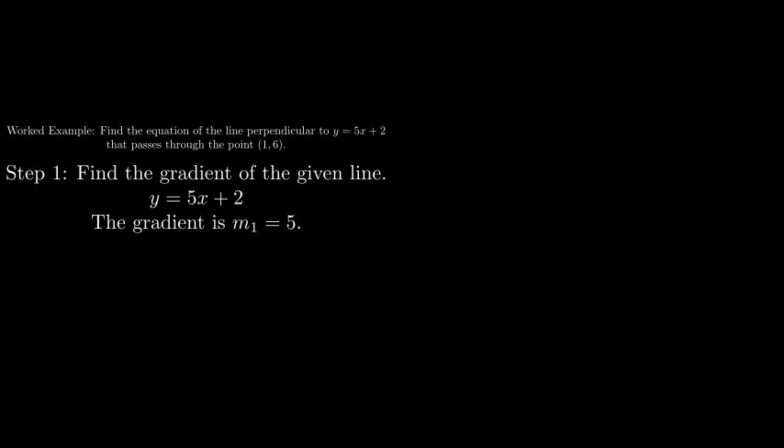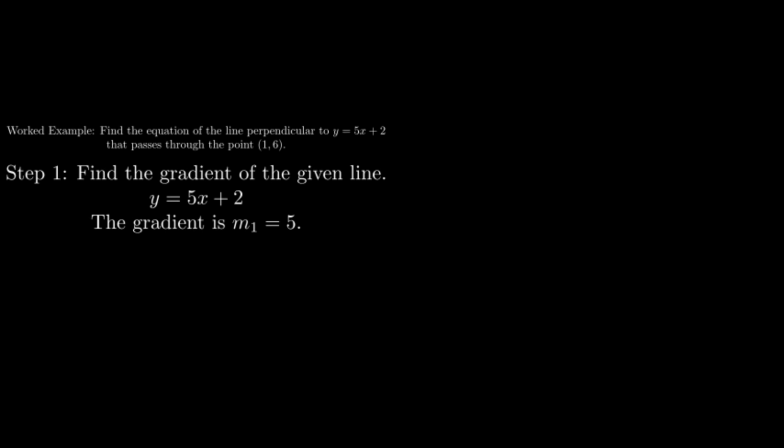We want to find the equation of a line that is perpendicular to y equals 5x plus 2 and goes through the point (1, 6). First, identify the gradient of the original line. The line is y equals 5x plus 2. This is already in gradient intercept form, so we can see that its gradient, which we'll call m1, is 5.